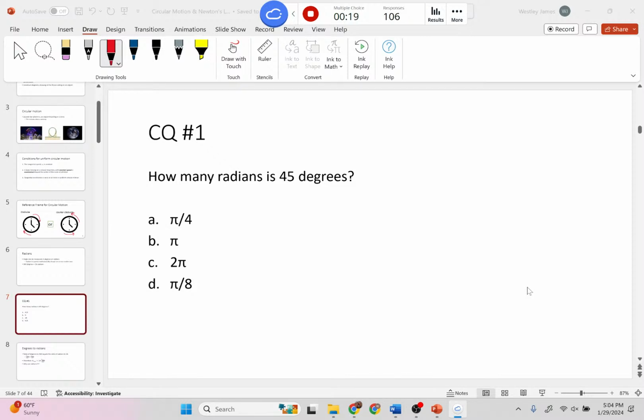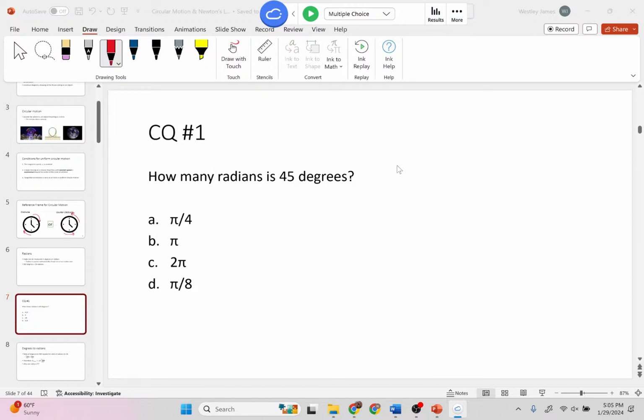Is it pi over 4, pi, 2 pi, or pi over 8? Oh, look at that. Okay, great, you all do know radians. All right, we'll go to 40 seconds just to give the online people some time to see it pop up. Did they do this in calculus? Trigonometry was the main one. Calculus as well? Okay. Again, I don't remember. 5, 4, 3, 2, 1.